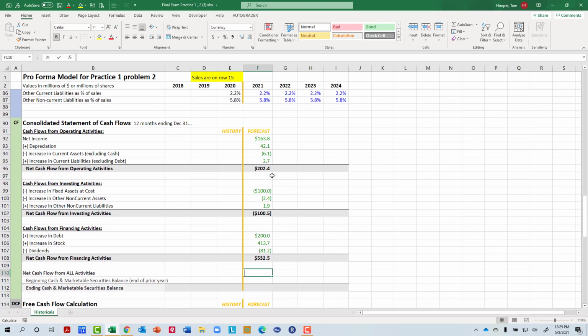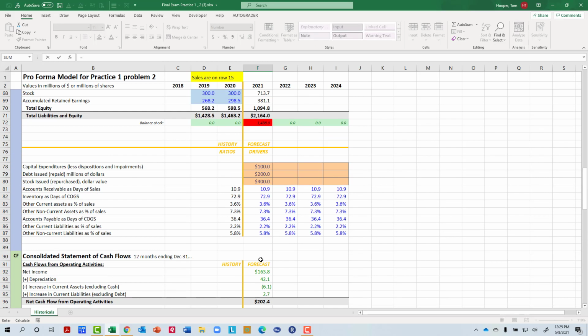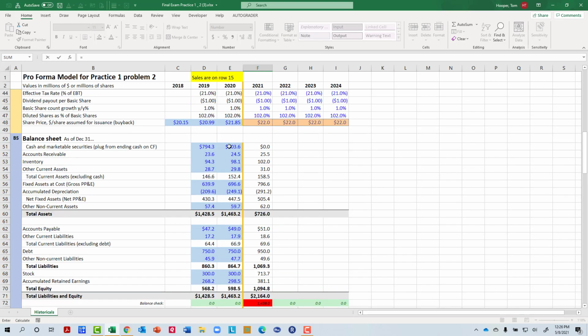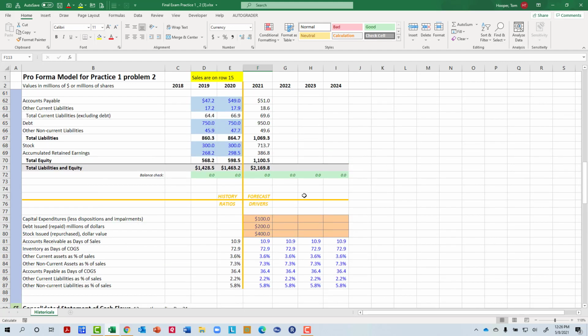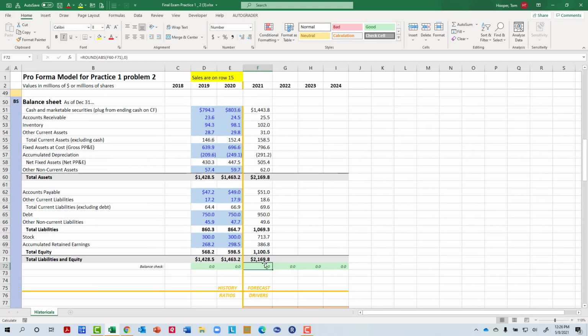And then we can say sum up this one and this one. Grab last year's cash off the balance sheet, the end of last year, beginning of this year. Add those two together. See if we got lucky. We got lucky and it balanced.